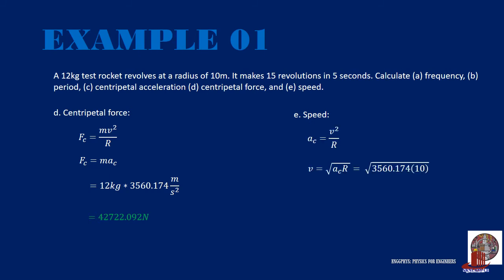And lastly, for speed or velocity, knowing that centripetal acceleration is a function of velocity and radius, we can solve for the velocity as root of a sub c times r, which would be root of 3560.174 times 10, giving us the answer of 188.684 meters per second.